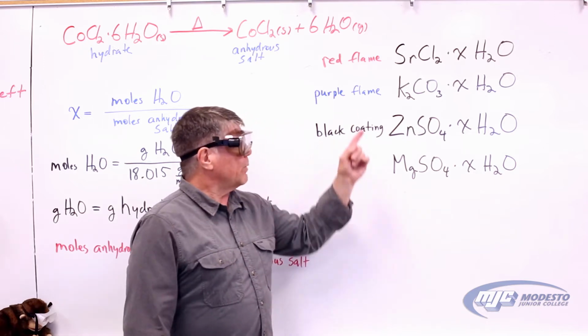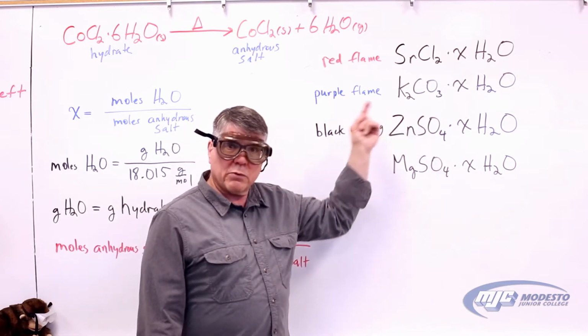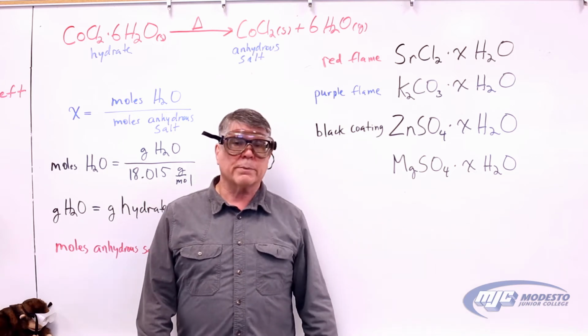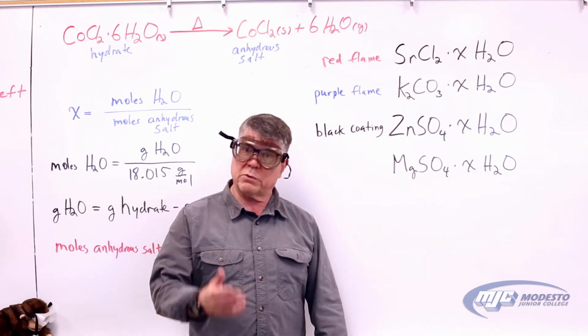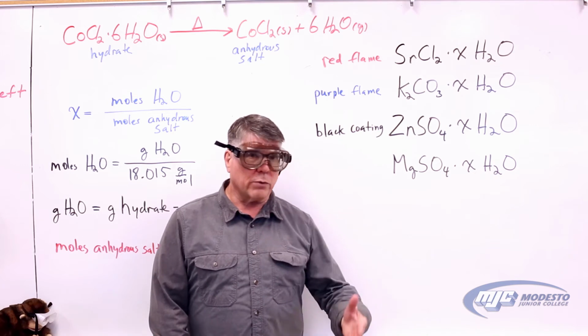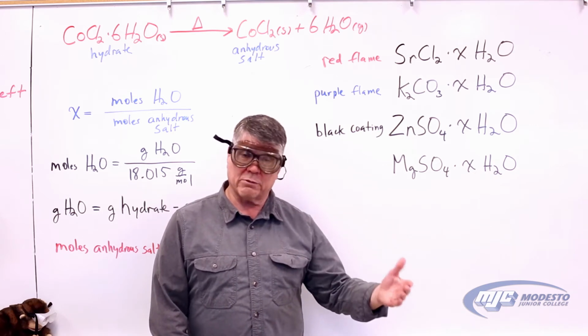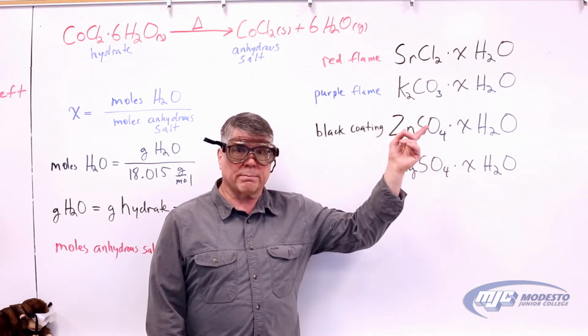Well, what if you don't see a red flame? Potassium atoms, when you put them into a flame, give off a light purple color, kind of like a lavender color. If you see that color, which I will also demonstrate for you, you'll know that you have potassium atoms in your unknown, which means that your anhydrous salt is potassium carbonate.